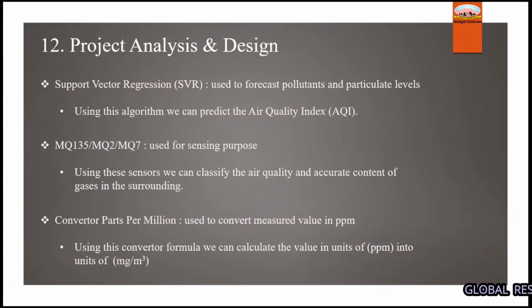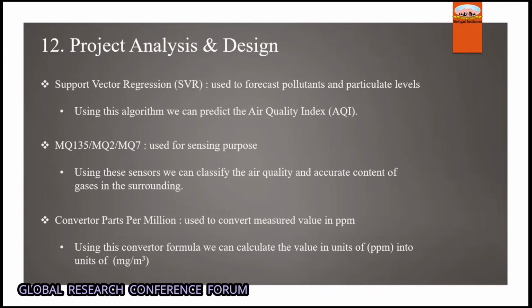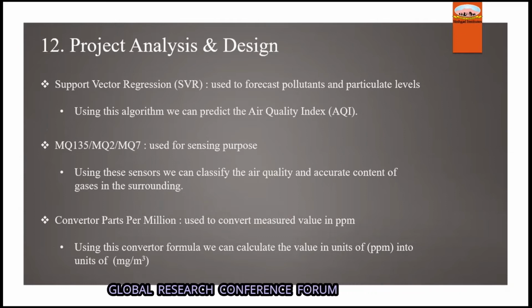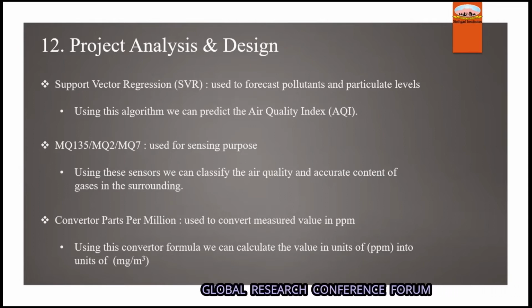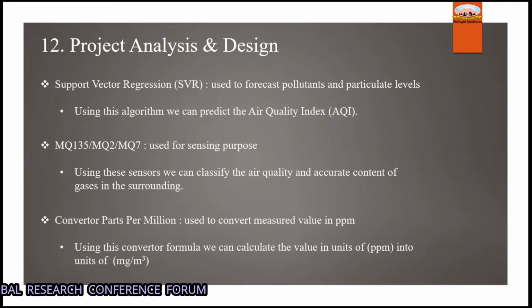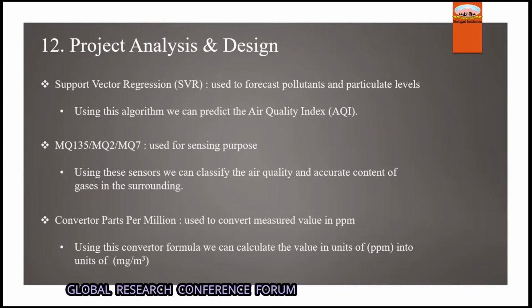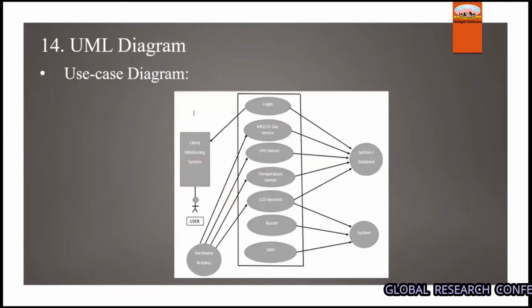Next, project analysis and design. First is support vector regression, used to forecast pollutants and particulate levels. Second, MQ135, MQ2, MQ7 are used for sensing purposes. Using these sensors, we can classify the air quality and the accurate content of gases in the surroundings. And a converter to parts per million is used to convert the measured value to ppm. And this is the data flow diagram. Now I will hand over to Aditya.